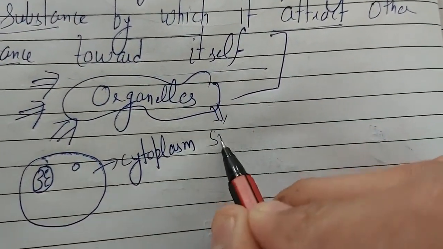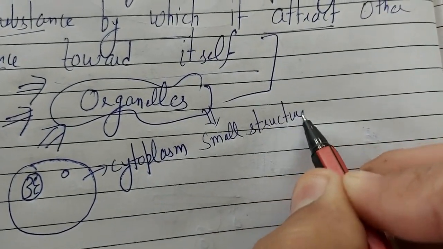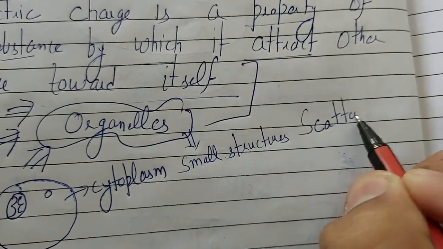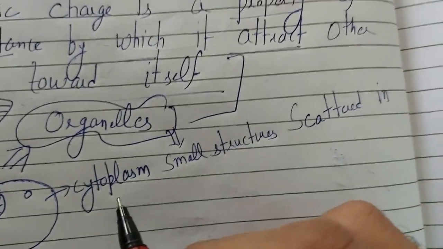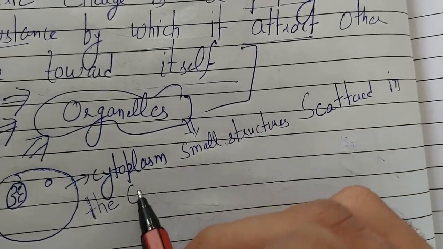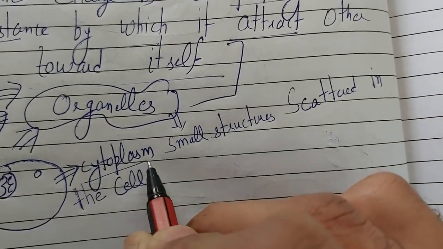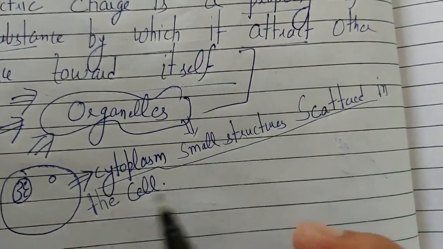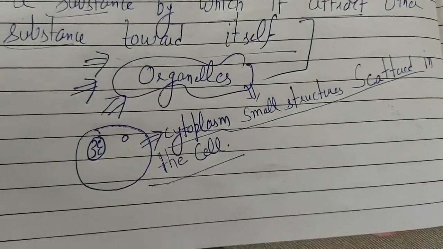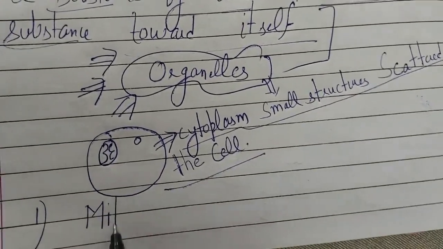They are small structures scattered in the cell. So there is a cytoplasm, that means small structures scattered in the cell. There are so many types of cell organelles. First name is mitochondria.